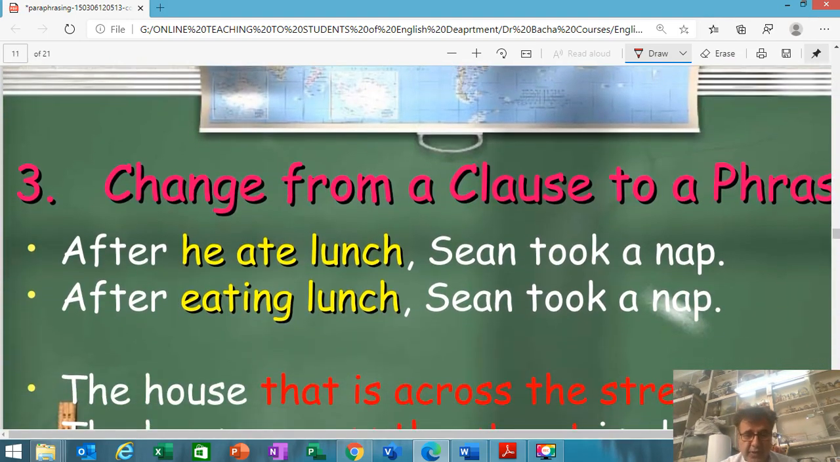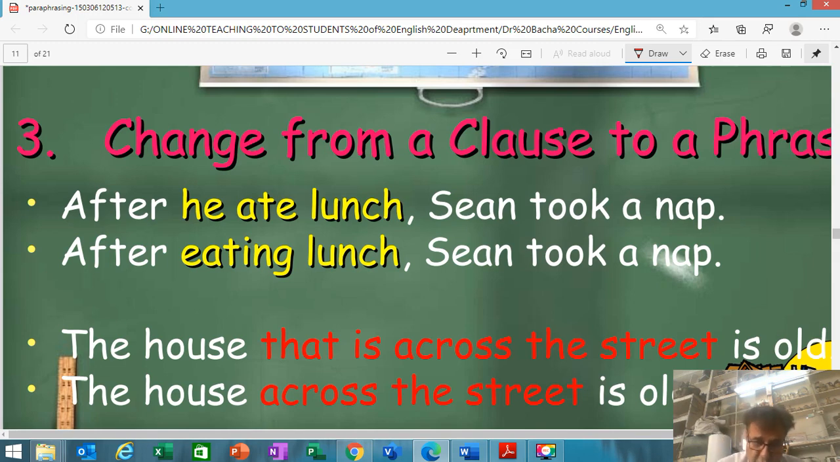All right. For example, here you see, "After he ate lunch, Sin took a nap." All right, nap means a short sleep, you know. Another word for nap is siesta. Siesta means basically when you eat and you sleep for a shorter period of time, that is the term nap. Or we can say in Urdu or Pashto kilola. All right, that term is nap.